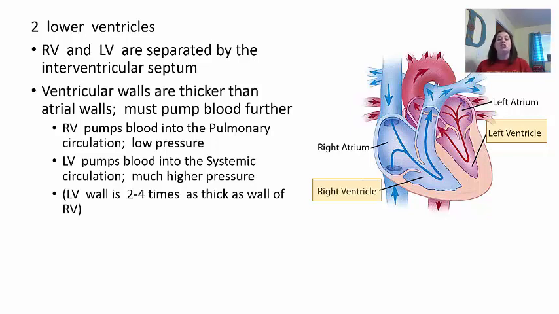and it's going to send it out to the entire body. Because of this, this area is going to have a lot of high pressure in it, and this is why we take our blood pressure from this area, okay, for the high pressure. And you'll notice that the wall of the left ventricle is a lot thicker. It's actually 2 to 4 times thicker than the right ventricle wall. So this shows you the 2 top chambers, which are called the atria, and the 2 bottom chambers, which are called the ventricles.